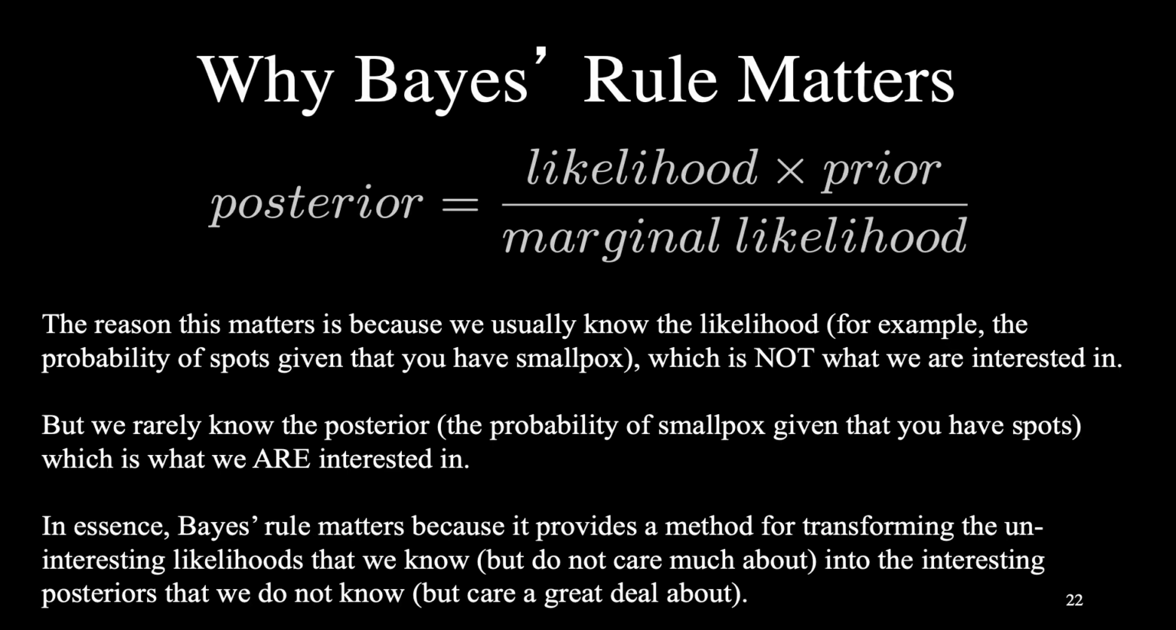The reason this matters is because we usually know the likelihood, for example the probability of spots given that you have smallpox, which is not what we're interested in. But we rarely know the posterior, the probability of smallpox given that you have spots, which is what we are interested in. In essence, Bayes' rule matters because it provides a method for transforming the uninteresting likelihoods that we know but do not much care about into the interesting posteriors that we do not know but care a great deal about.